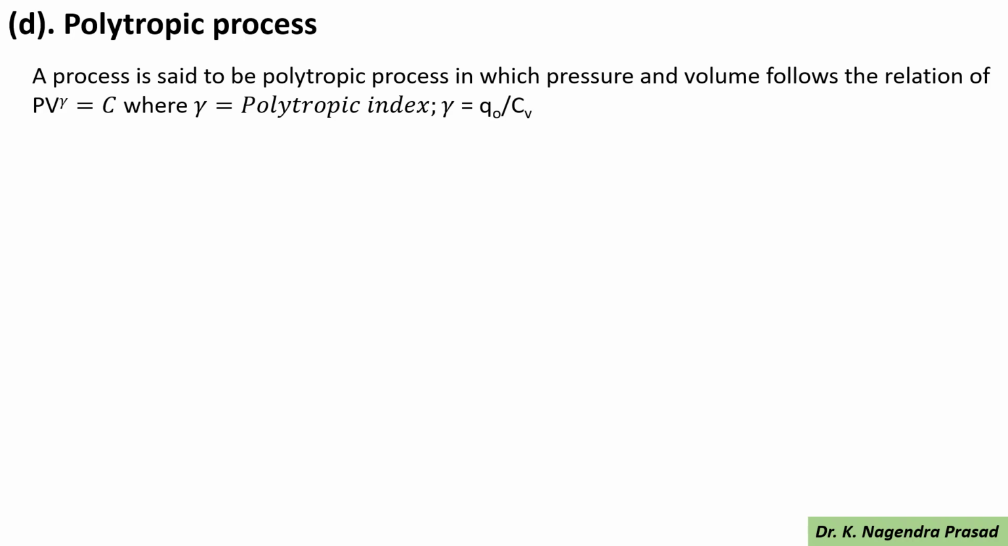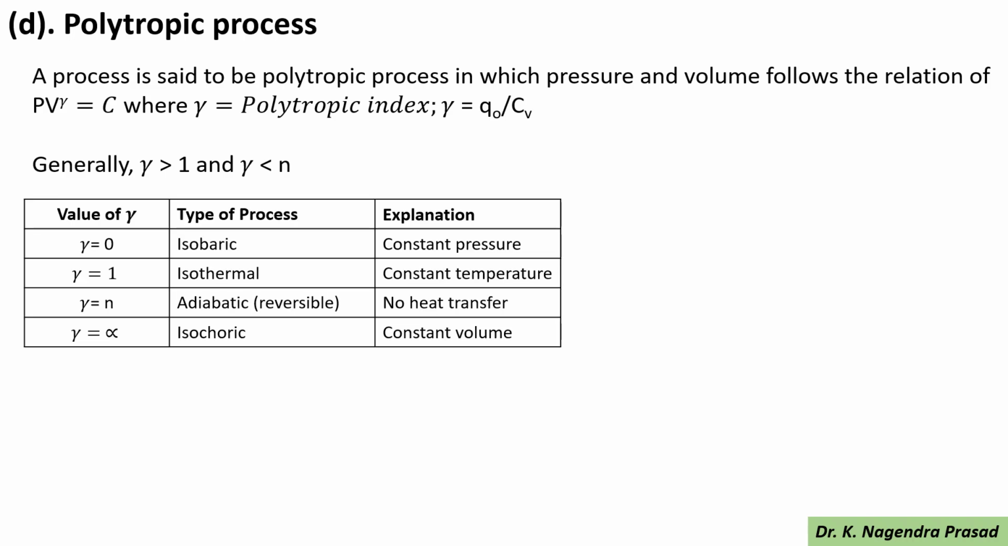Next I will look at the polytropic process. A process is said to be polytropic when pressure and volume follow the relation PV^gamma equals constant, where gamma is the polytropic index, and this gamma equals Q0 divided by Cv. Generally, the gamma value varies, from greater than 1 to less than the limit. And this is the relation between the gamma value and the type of process.